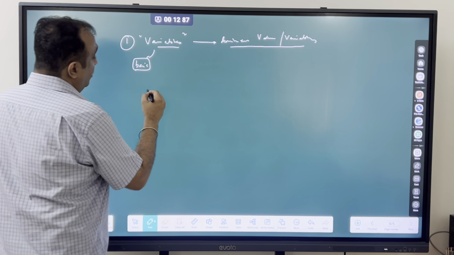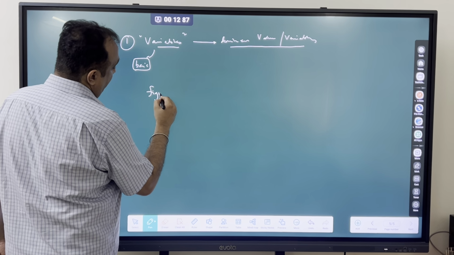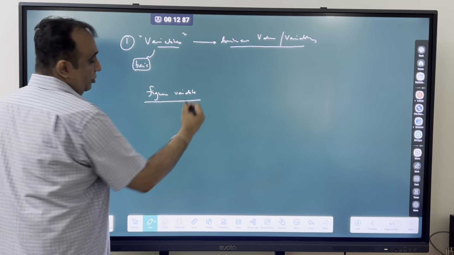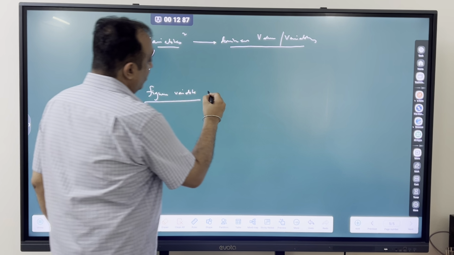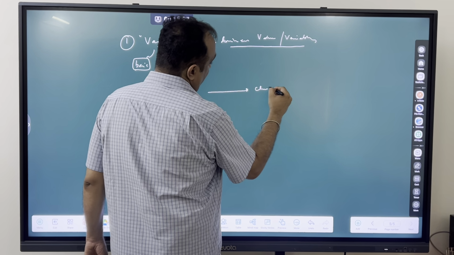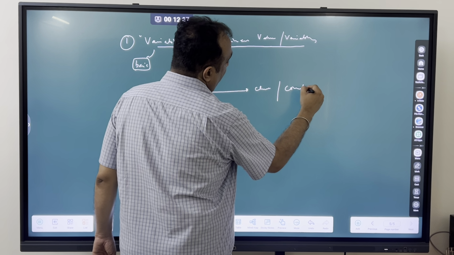The other scenario is that we need to figure out some variables, some or all. They are not given. When you need to figure out those variables, you will need some clues and conditions. Clues, constraints or conditions.